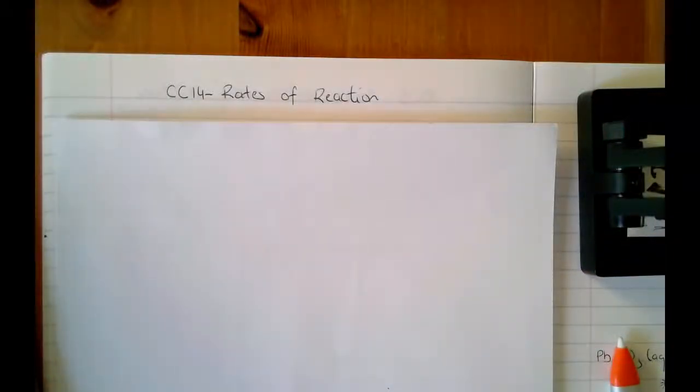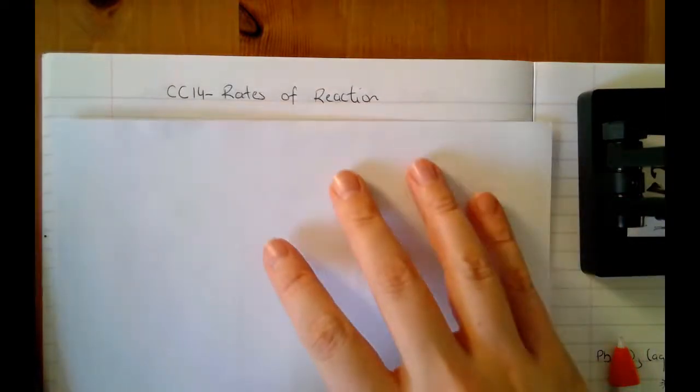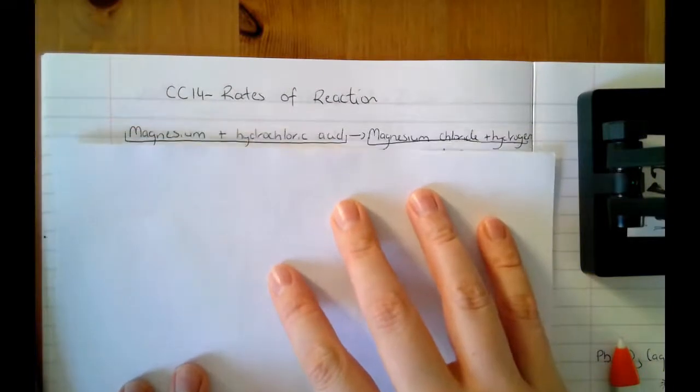So in this video, I'm going to start going through topic CC14, which is rates of reaction. This is a paper 2 topic. First thing we're going to do is just look at a chemical reaction.